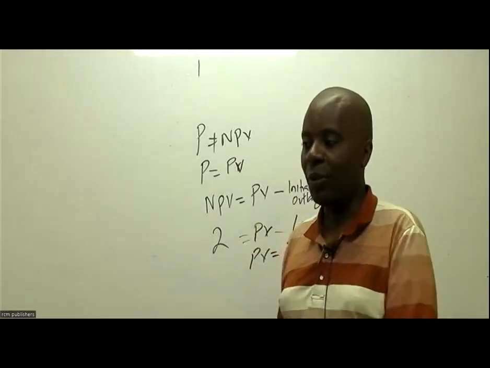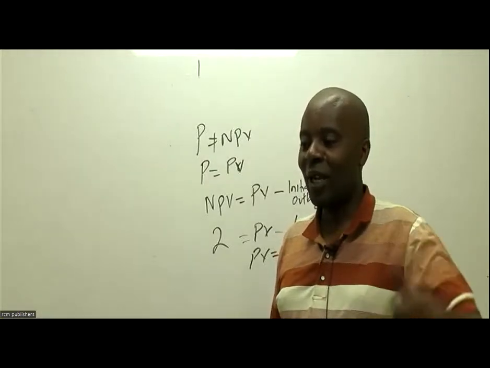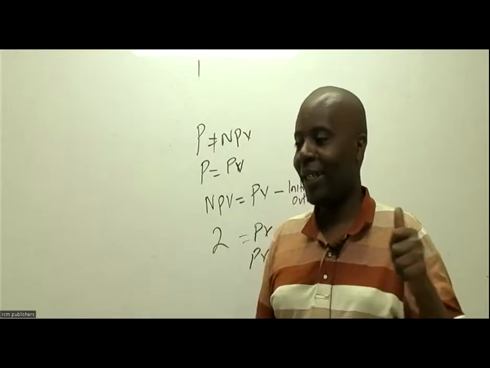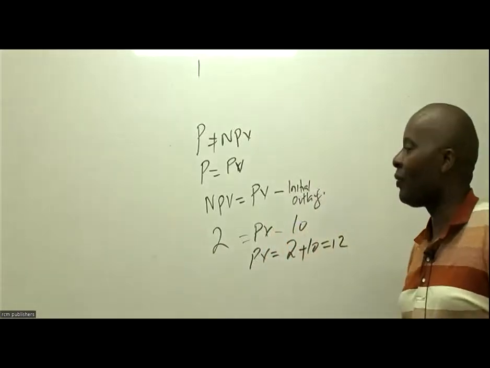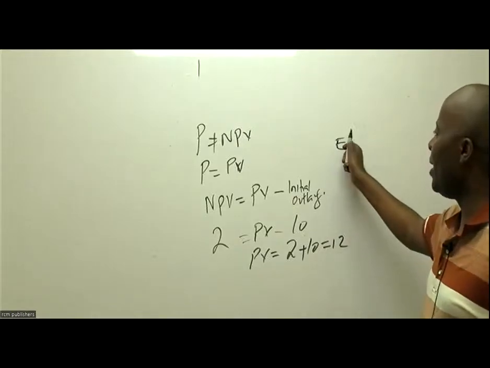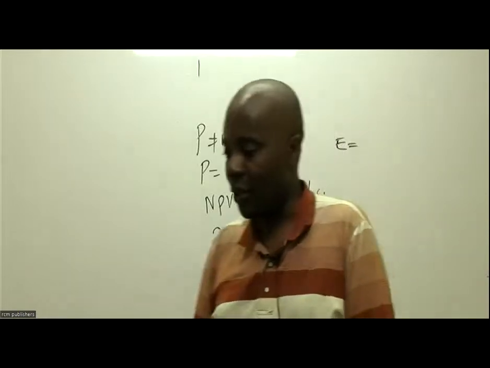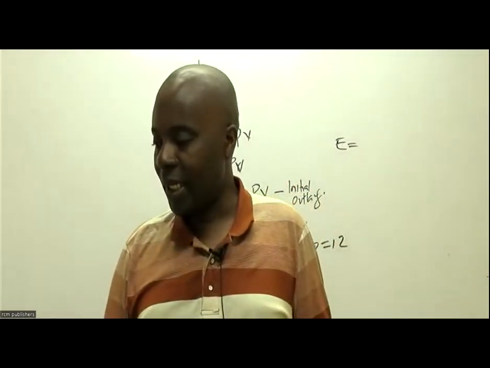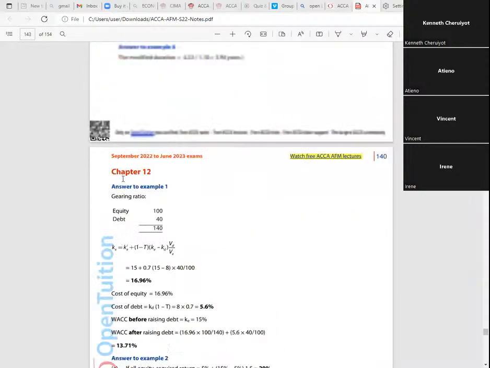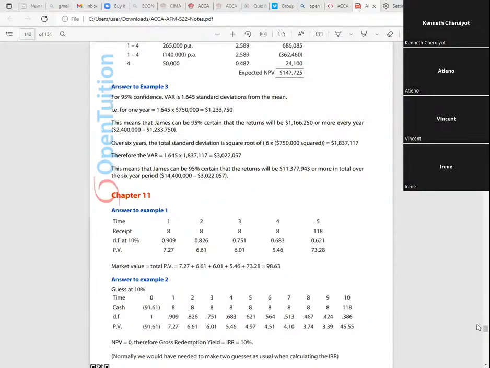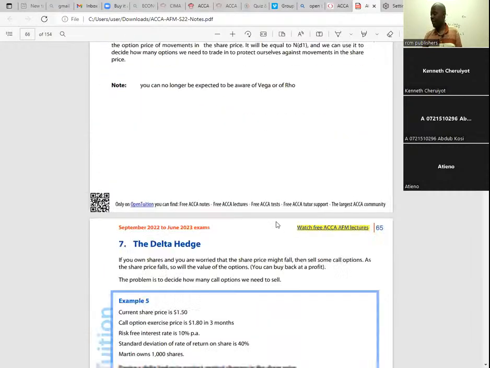Is there anybody who was able to interpret it this way? Great. Geniuses. Great. Thank you so much. Now, once I have this, and then I have my E, let me read the question again. E is the exercise price. The exercise price is my E.